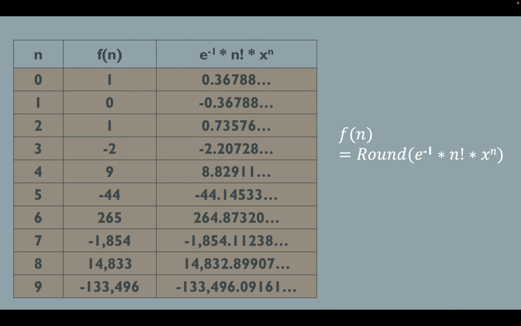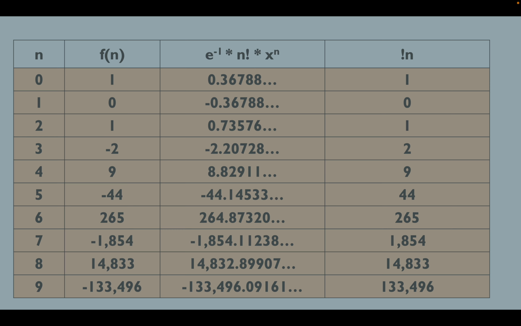But if anyone recognizes the sequence 1, 0, 1, -2, 9, -44, and so on, you might have heard of the subfactorial, which has the values 1, 0, 1, 2, 9, 44, 265, 1854, 14,833, and 133,496. For any of you that don't know, the subfactorial has to do with the number of derangements in a set. So it's just fascinating that we've come about a different way of counting subsets by going into a negative base combined with a factorial base.